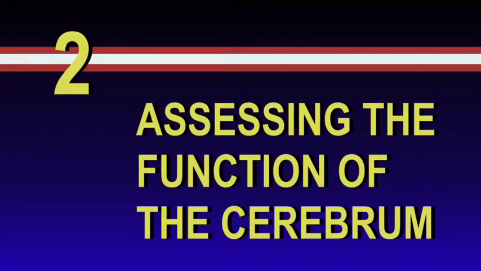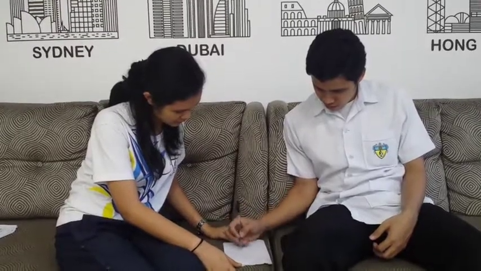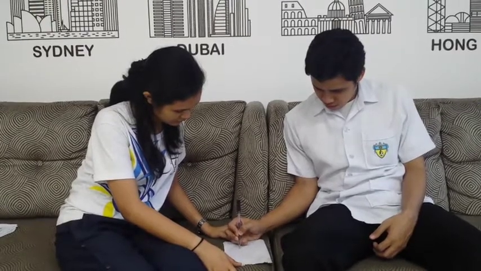Assessing the function of the cerebrum. The patient's mental status, communication skills, body scheme, and determining whether or not the patient has apraxia are the 4 key components of cerebrum examination. One of the components of assessing mental status is to determine the level of consciousness of the patient. This may be determined all throughout the patient examination.